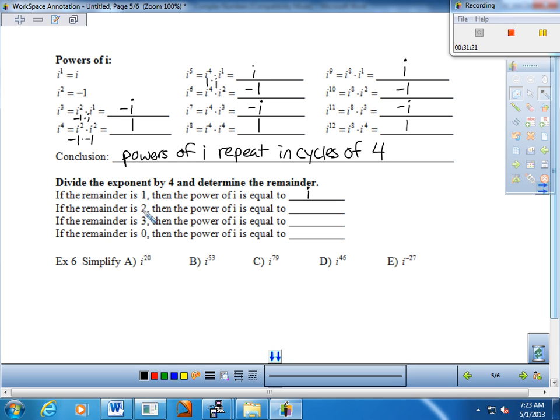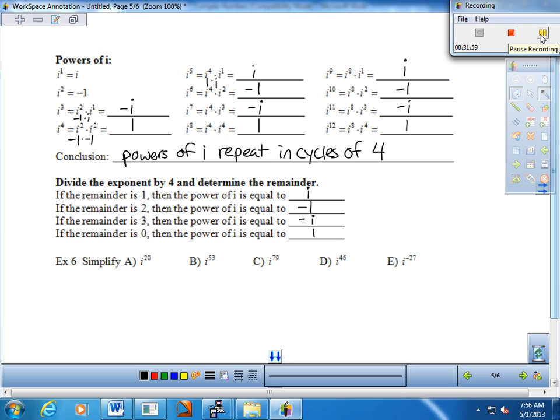If the remainder is 2, then of course, 2, second row, and the second row is negative 1. If the remainder is 3, then we're 3 into our next cycle, and that would be the third one down, which is negative i. And last but not least, if the remainder is 0, this would be the same as saying the remainder is 4, although we wouldn't say it that way. Then we're in the bottom row, and of course, it's 1 right there.